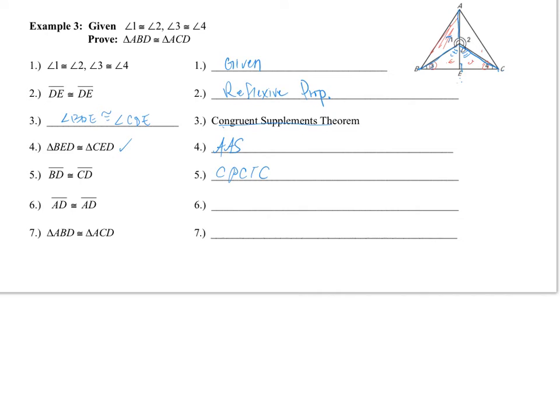And again, AD is congruent to itself. So we have reflexive again. And since we already know that angle 1 is congruent to angle 2, and our goal is to prove this triangle congruent to this triangle, so by side angle side, then triangle ABD is congruent to triangle ACD.